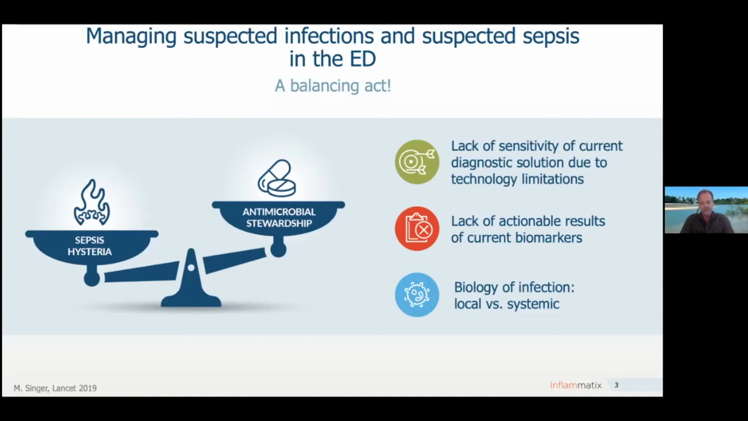So why is that? The underlying causes are a mix of the lack of sensitivity of the currently available diagnostic solutions, the lack of actionable results that currently used biomarkers provide, and lastly, the biology of the infection, where local versus systemic infections obviously lend themselves to very different infectious disease diagnostics. A blood culture, for example, will not detect a local infection.